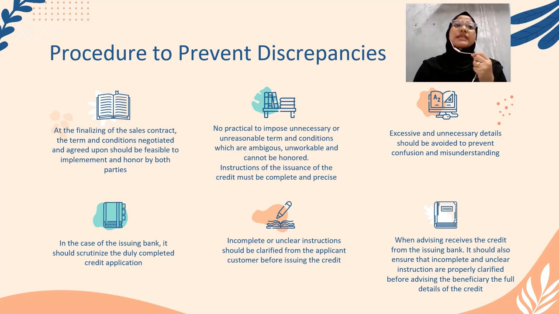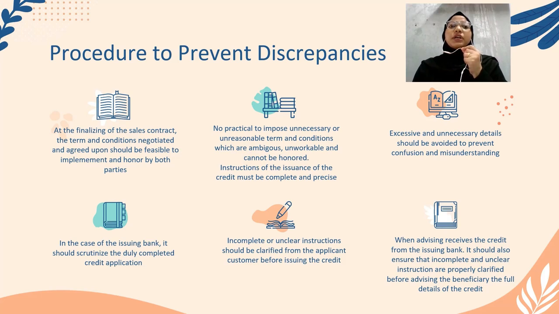For the first one, at the finalizing of the sales contract, the terms and conditions negotiated and agreed upon should be feasible to implement and honor by both parties. For the second one, it is not practical to impose unnecessary or unreasonable terms and conditions which are ambiguous, unworkable, and cannot be honored. The third one is, instructions for the issuance of the credit must be complete and precise. Next, excessive and unnecessary details should be avoided to prevent confusion and misunderstanding.